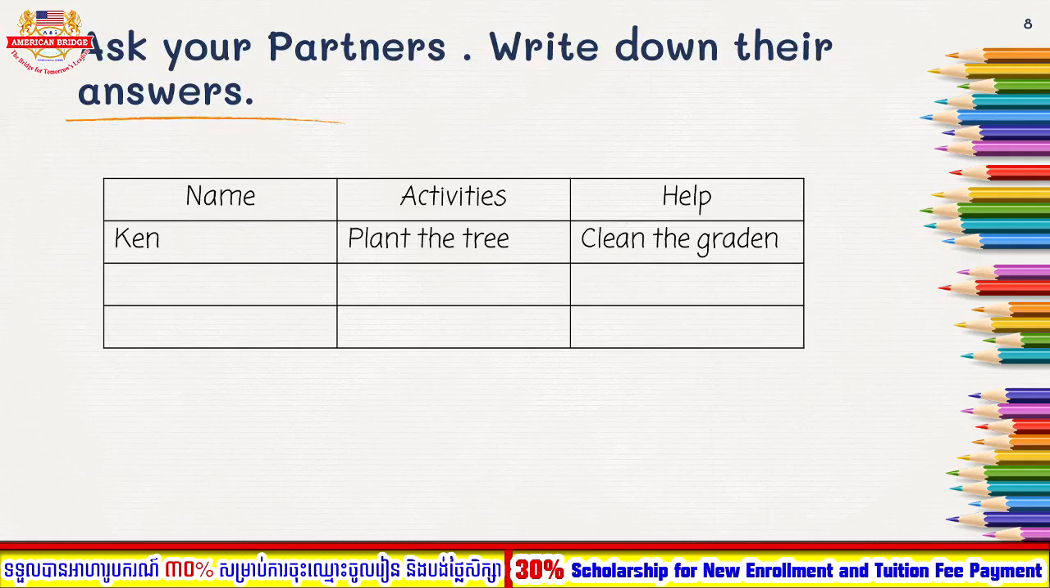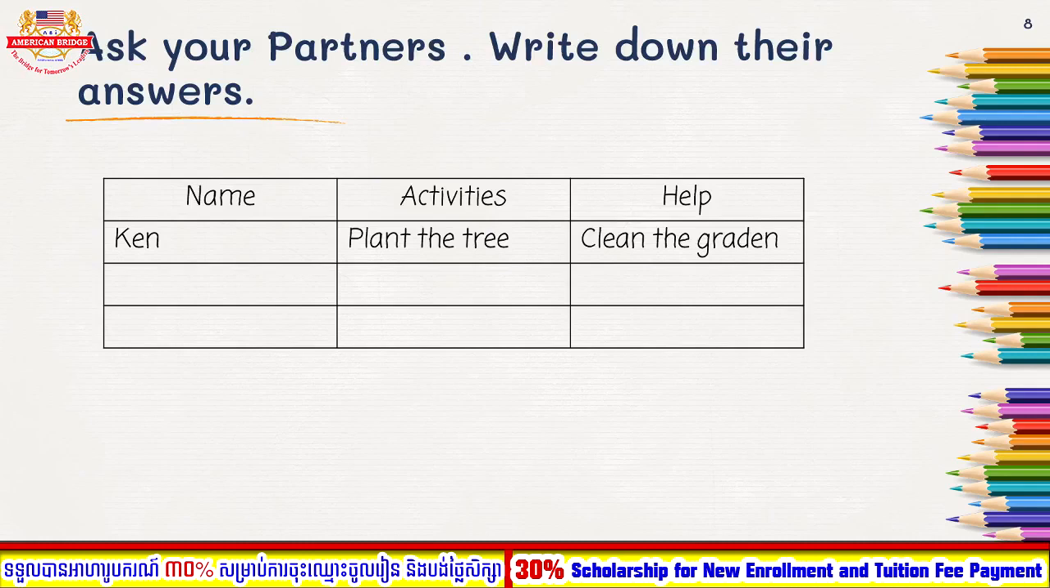The first one you need to ask is, what is your name? You can see here, her name is Ken, right? And for the activity you can ask like this: what is the activity that you can do as a volunteer? So you can write like this. The activity that they can do is plant the tree, right? And the last column is about help. You can ask like this: what is the thing that you can help with? The answer is clean the garden.